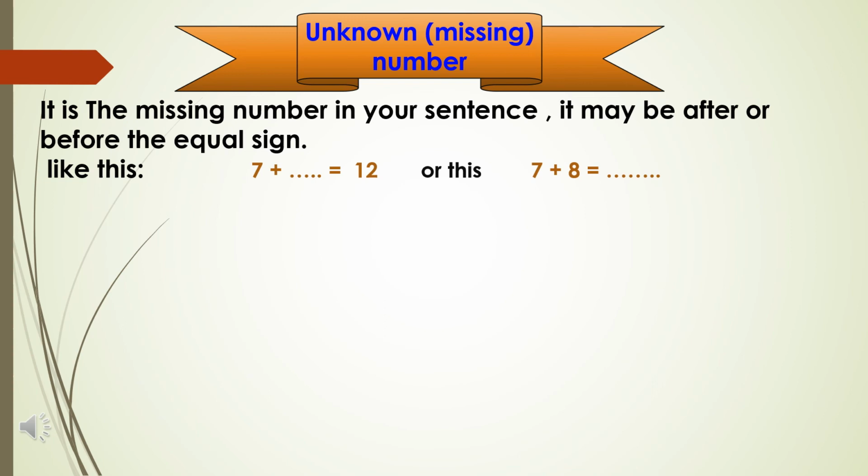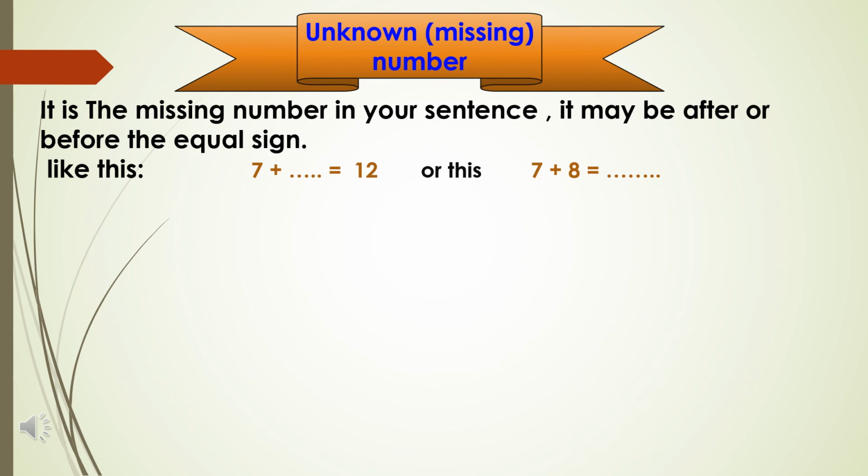7 plus what equal 12? We have the missing number before the equal sign. We will count from small to big. What's the smaller number here? 7 or 12? 7. So we will put 7 in our mind and close our fingers. After 7: 8, 9, 10, 11, 12. How many fingers do we have? We have 5 fingers. Great. We will write 5.